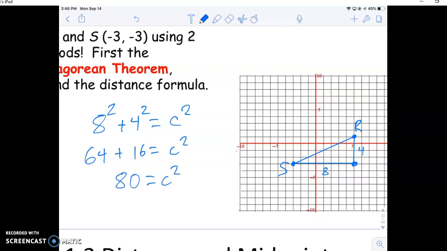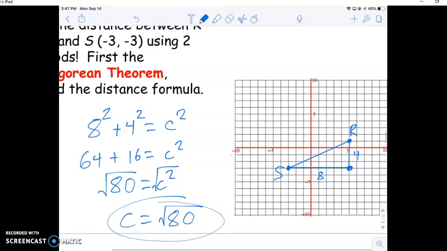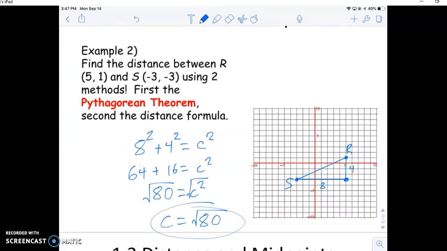So we get C squared equals 80. Then remember, you've got to take the square root of both sides to get an answer of, sorry, square root of 80. So that's one way to find it, using the Pythagorean theorem. The other way to find the distance between 2 points is to use the distance formula.